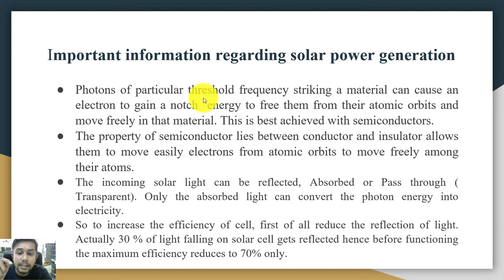The incoming solar light can be reflected, absorbed, or passed through, meaning transparent. Only the absorbed amount of light can convert photon energy into electricity. This absorbed energy is the useful energy from the sun available to convert solar energy into electrical energy. So to increase the efficiency of the cell, first of all, reduce the reflection of light. Actually, 30% of the light falling on a solar cell gets reflected. Hence, before functioning, the maximum efficiency reduces to 70%.